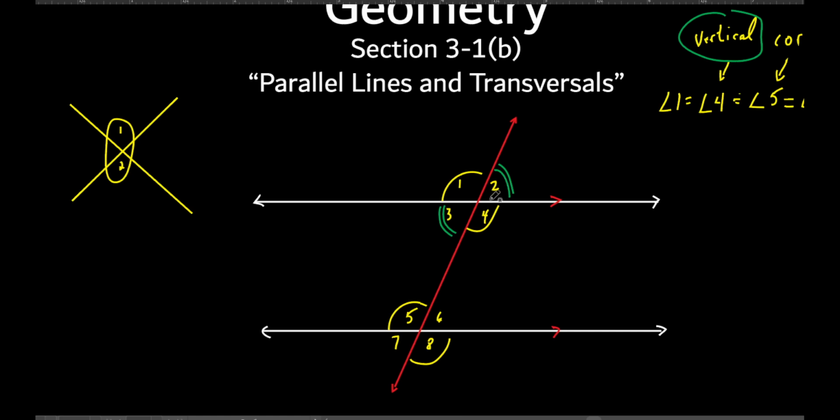Oh, you guys are frustrating. So 2 and 3 are vertical angles. That must mean they are what? Equal to each other. So look at 2 and something else. 2 and 6. What's true about 2 and 6? They're equal. Why are they equal?